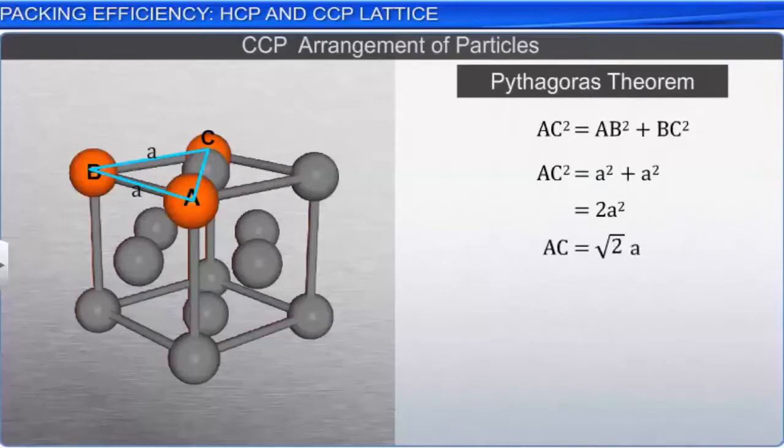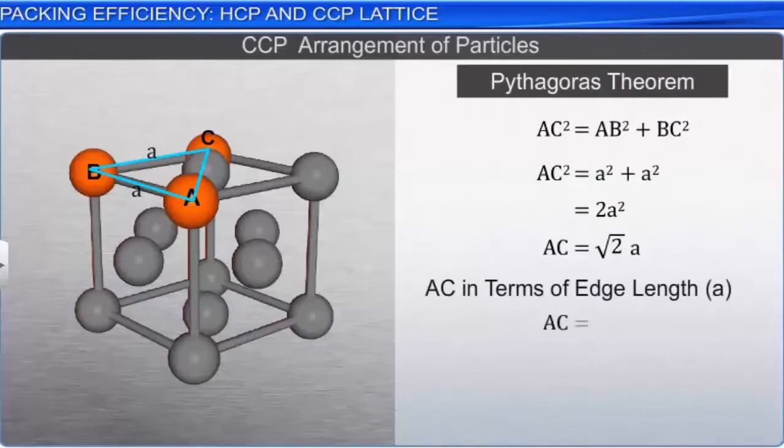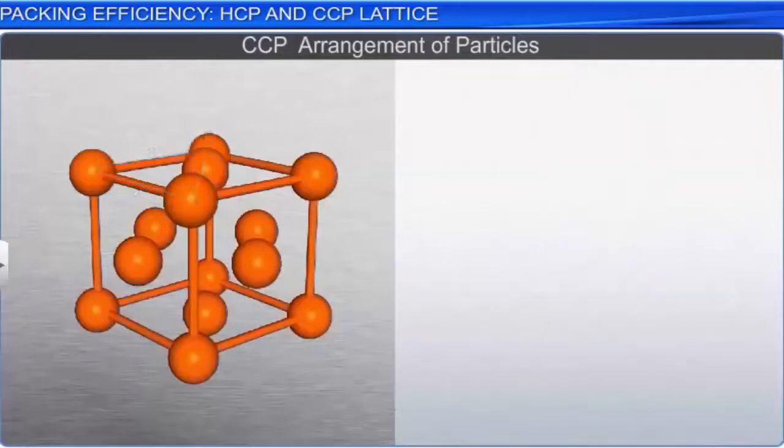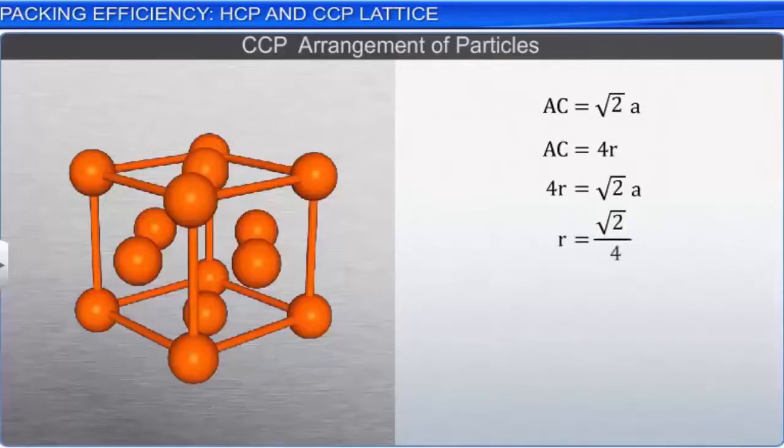However, face diagonal AC in terms of edge length is AC is equal to 4R. Therefore, equating the two expressions for AC, we get 4R is equal to root 2A. Hence, R is equal to root 2 upon 4 multiplied by A as given here.